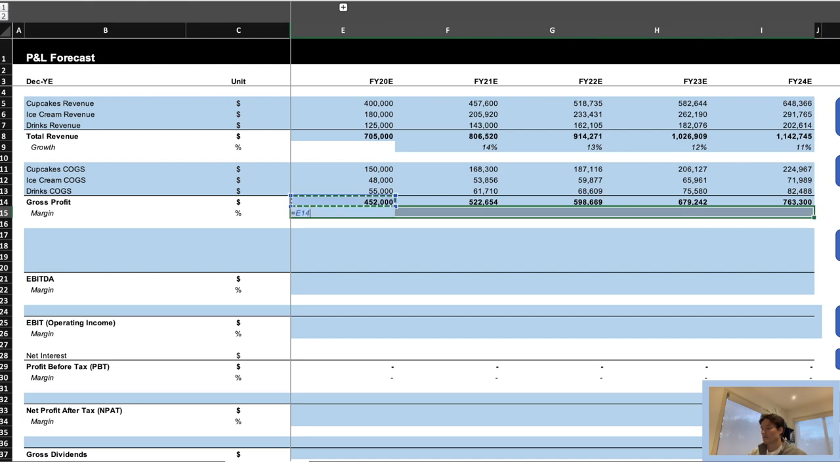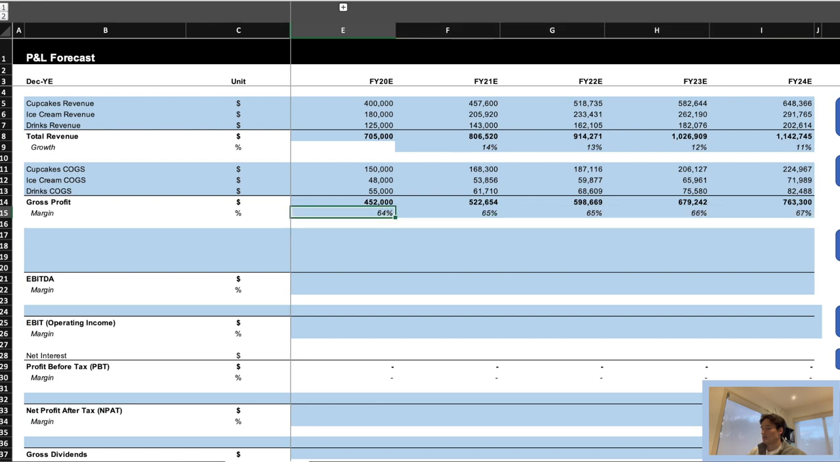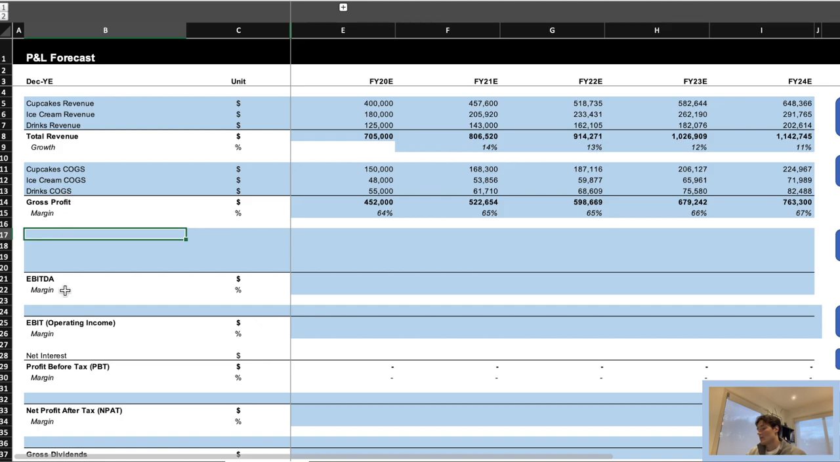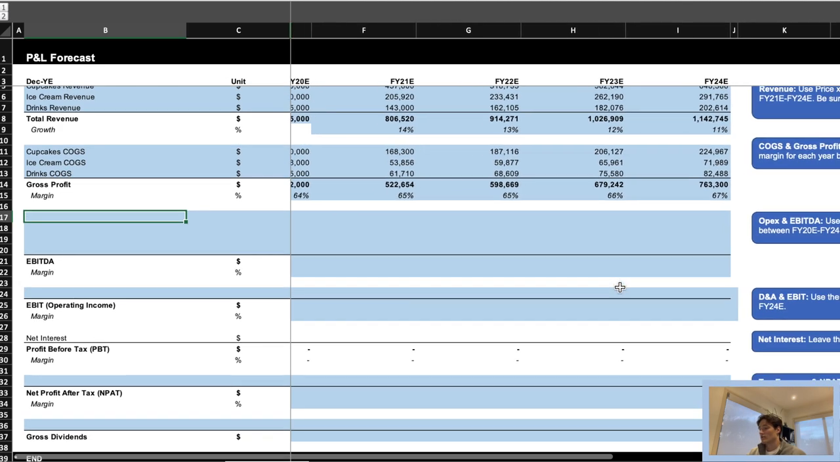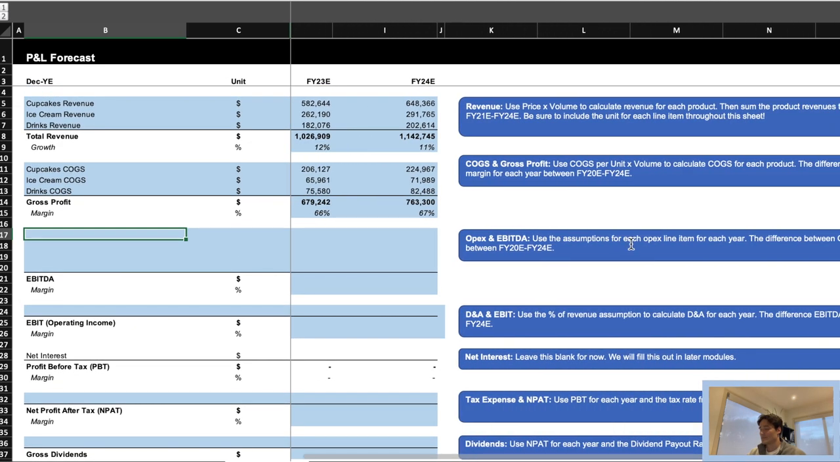Now, to calculate margin, we just want to take our gross profit amounts over our total revenue. So this is not a growth rate. We're simply interested essentially in how much of the revenue is actually gross profit. So here it's about 60 to 70%.